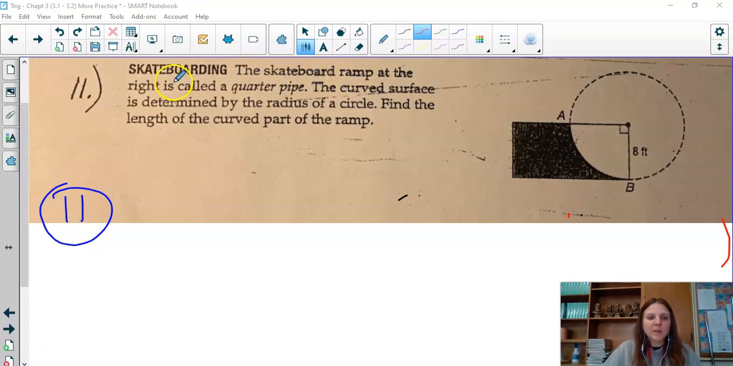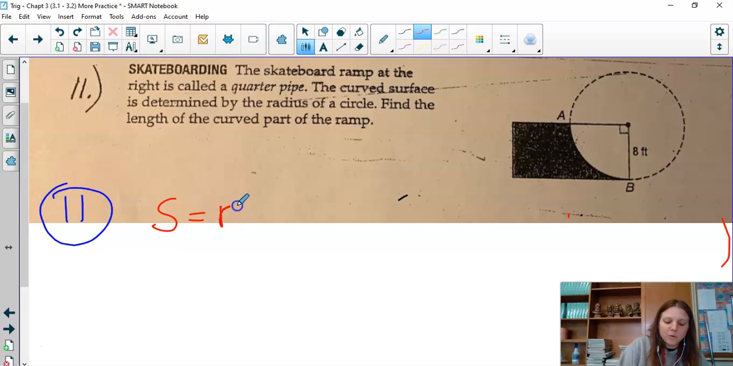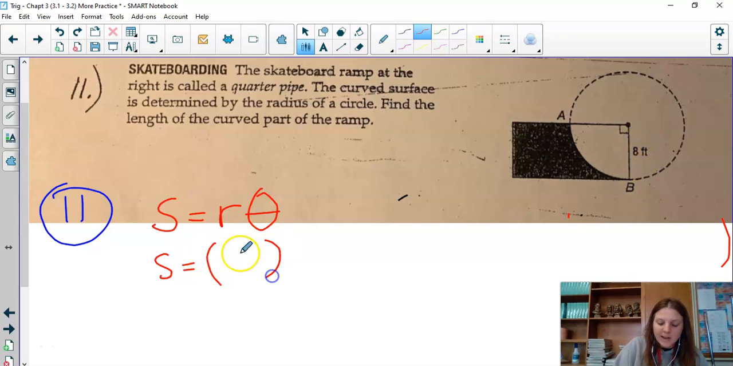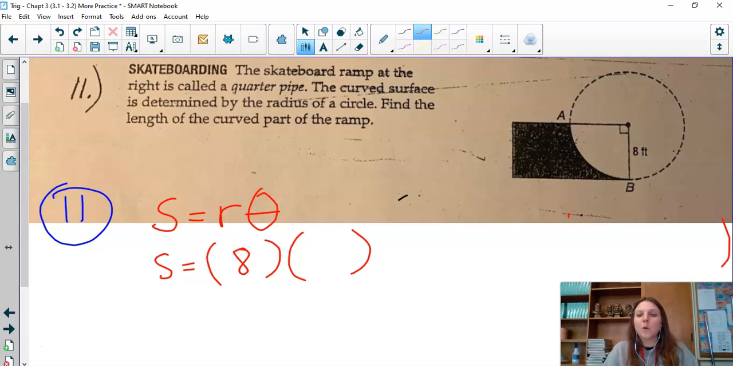The skateboard ramp at the right is called a quarter pipe. See how it's 1/4 of the circle. The curved surface is determined by the radius of a circle. Find the length of the curved part of the ramp. Okay, again, S equals R theta. We're looking for the S. The radius is 8 feet. Theta is nowhere to be found, or is it?